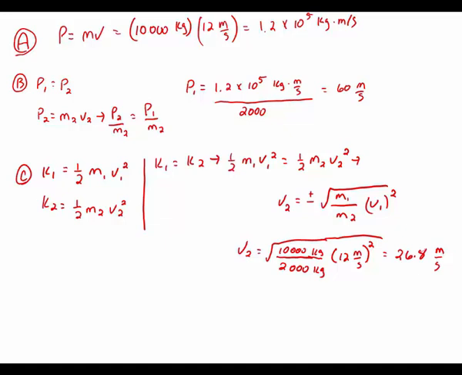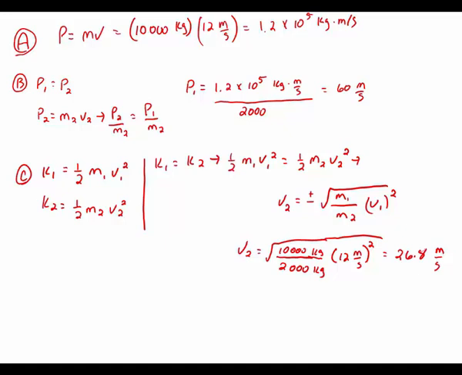Part B, we were comparing what? We're comparing what is the speed of a 2,000 to have the same momentum. So we are comparing the momentum of 2 to the momentum of 1. And so basically we just set them equal to each other because their momentums are equal. Then we want to find what the speed is.